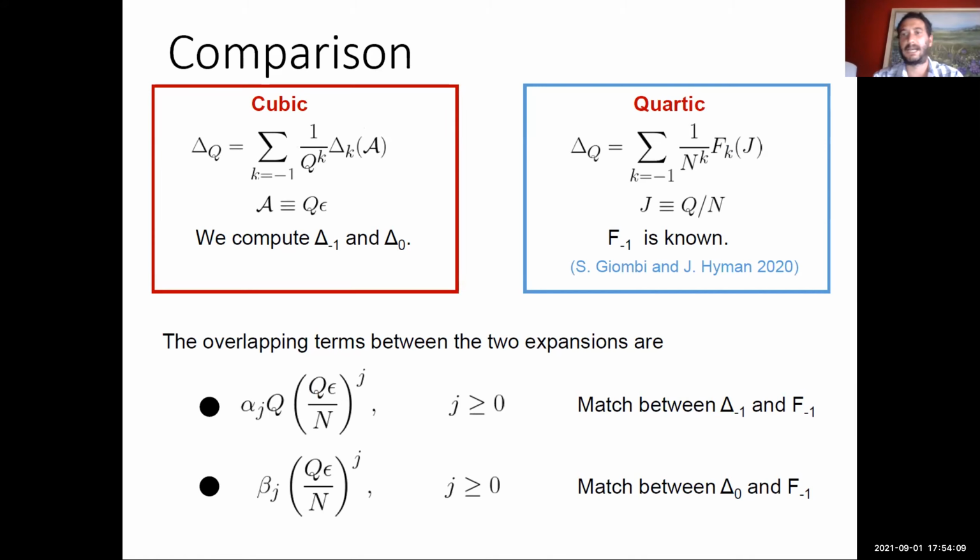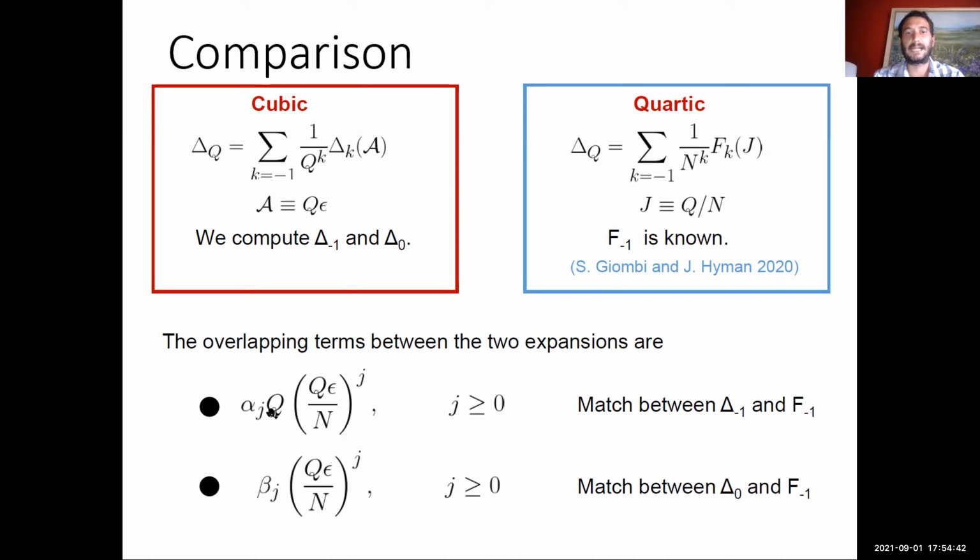On the quartic side, we have the results of Jack and Jones, which consider this other scaling limit. And so they compute delta Q according to this other expansion scheme. And we analyze the terms which overlap between the two expansions. In particular, there are two infinite series of terms which can be compared using the results available.